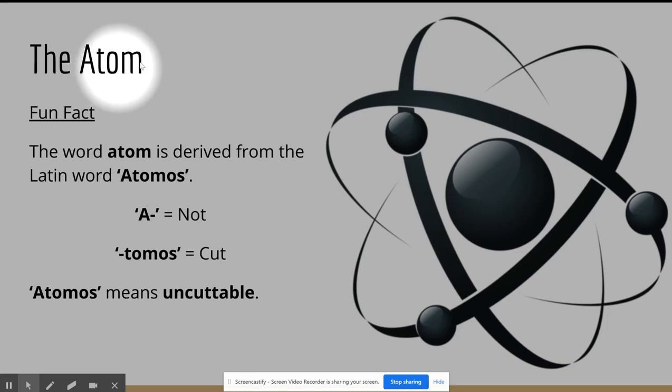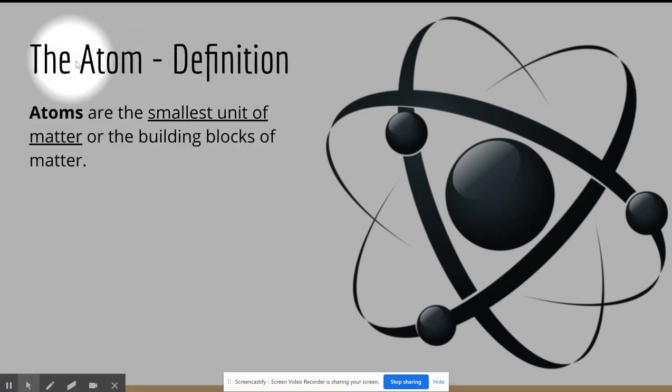We could get all the way down to where we got one single atom of gold. Then I couldn't chop that atom in half anymore. So the word atom comes from, again, uncuttable. The definition of an atom: atoms are the smallest unit of matter, or the building blocks of matter. So literally everything that is made of matter, your table, you, the floor, a bouncy ball, anything is made of atoms. If it exists, it is made of matter, therefore is made of atoms.